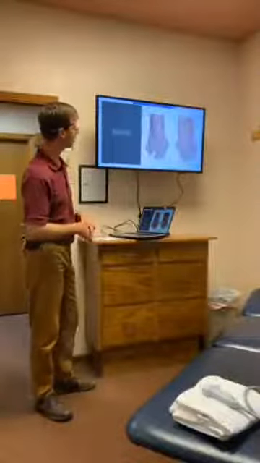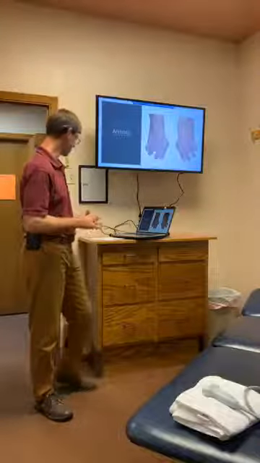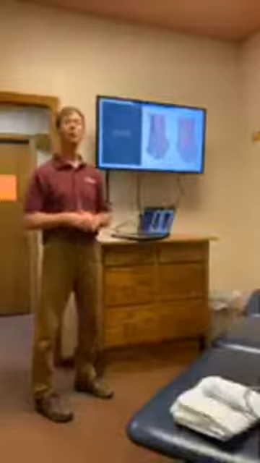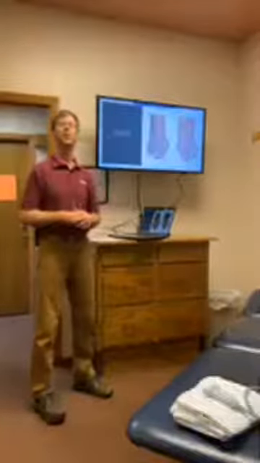Arthritis. This is a great picture of arthritis. There are two different kinds of arthritis. This is actually a good picture of rheumatoid arthritis. Rheumatoid arthritis is an autoimmune disease.